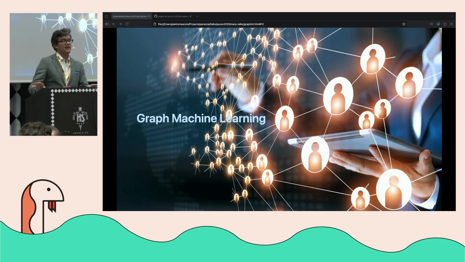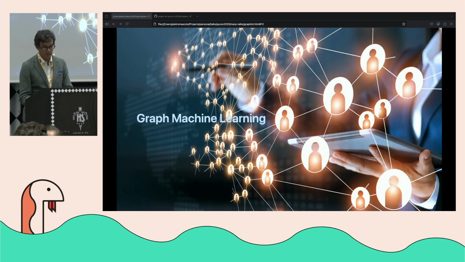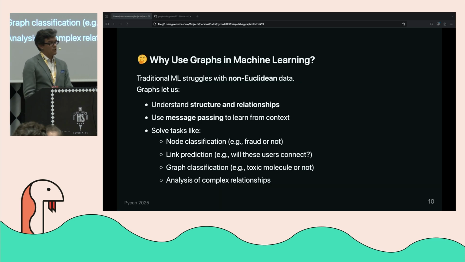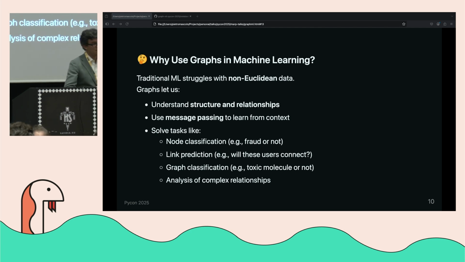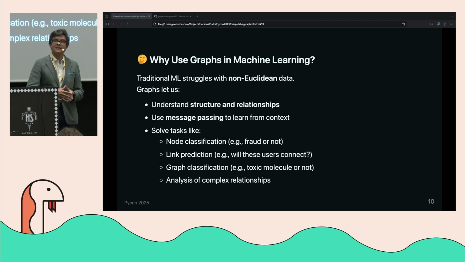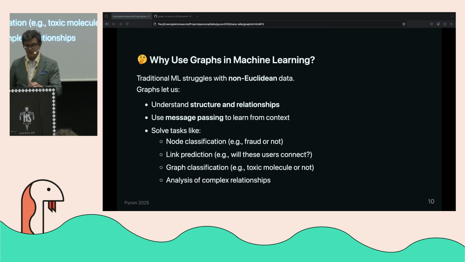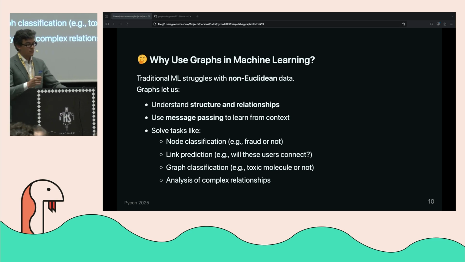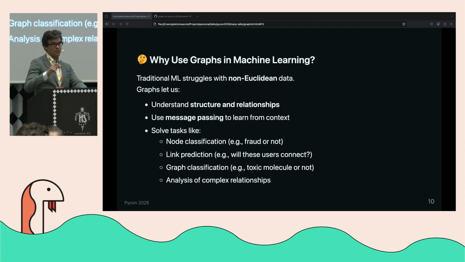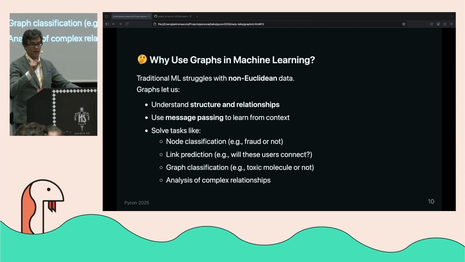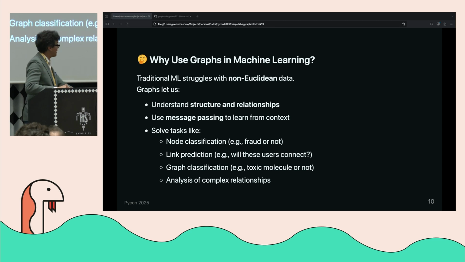Okay, I think we can do away with the introduction and we can start talking a bit more about how we use graphs in machine learning, not just at a high level. So traditional machine learning generally struggles with relationship-heavy data, and it tends to ignore a lot of the features that we could use. Graphs are great because they allow us to understand not just the structure of the data, but also relationships among entities. They can help us work on problems like node classification or link prediction, for example.